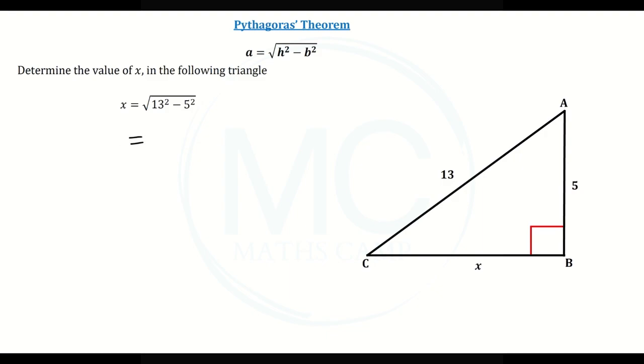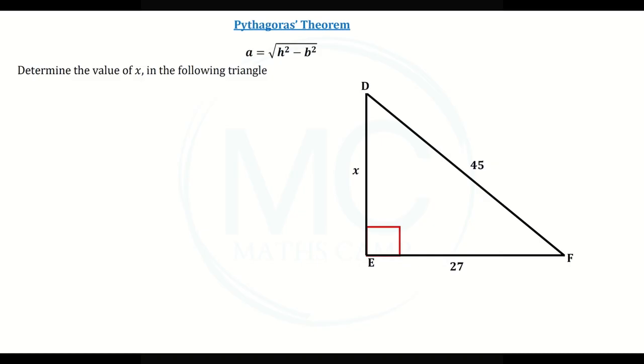Now we can simplify. Under our root, we have 13 squared, which gives us 169, minus 5 squared, which is 25, all under a square root. 169 minus 25 gives us 144 under a square root. Finally, let's square root 144, and we get an answer of 12. This is the value of side x. Let's do another one.